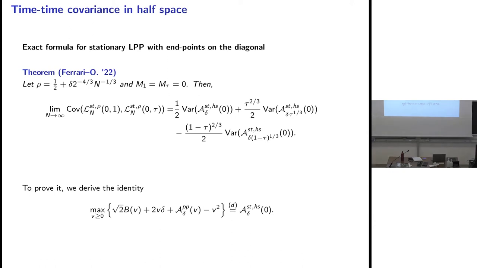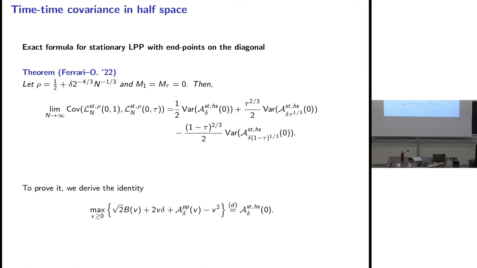We can express the limit of the covariance of the last passage time at time n and time tau n in terms of the variances of these half space Airy stationary processes. To obtain this result, we need to derive a variational formula for this Airy stationary process. In full space this identity was already known, but you can generalize it also to the half space case.